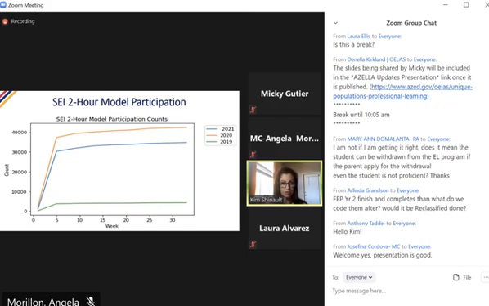It was the predominant model last year. In the current year, as I had mentioned, about a third of our students are participating in a 2-hour model. It is not the predominant model currently being used.